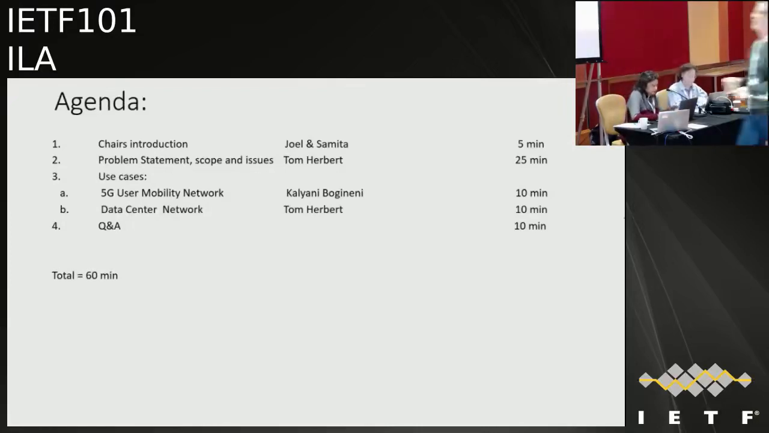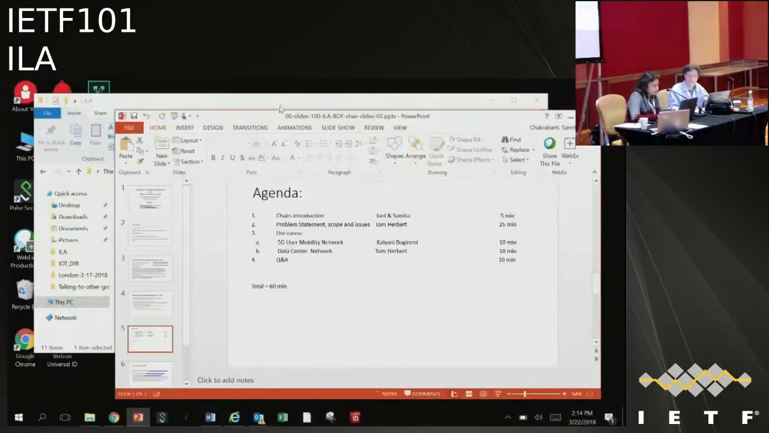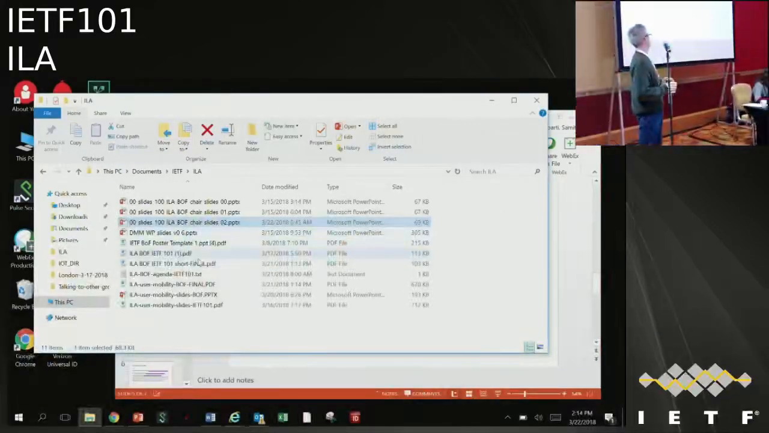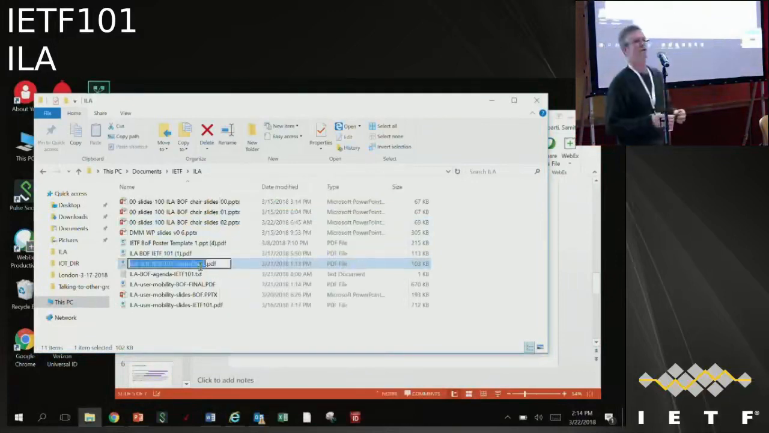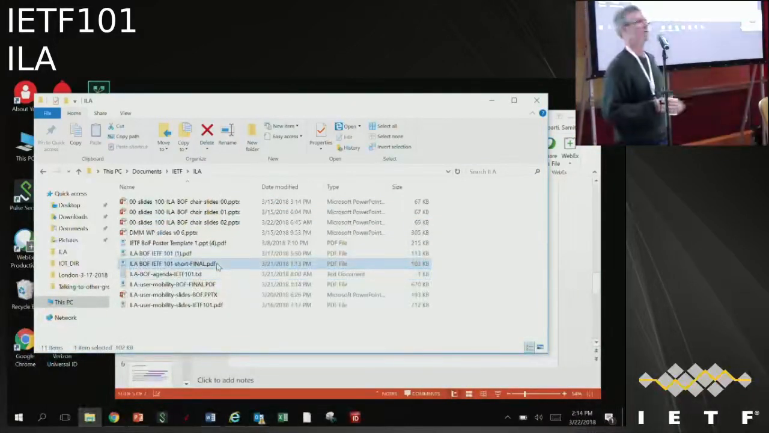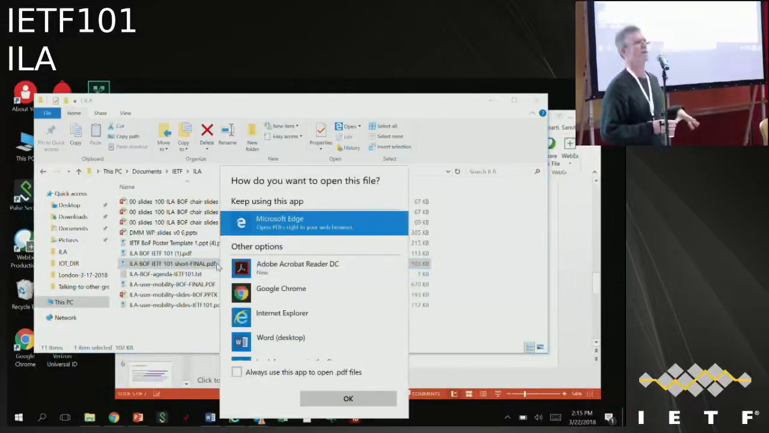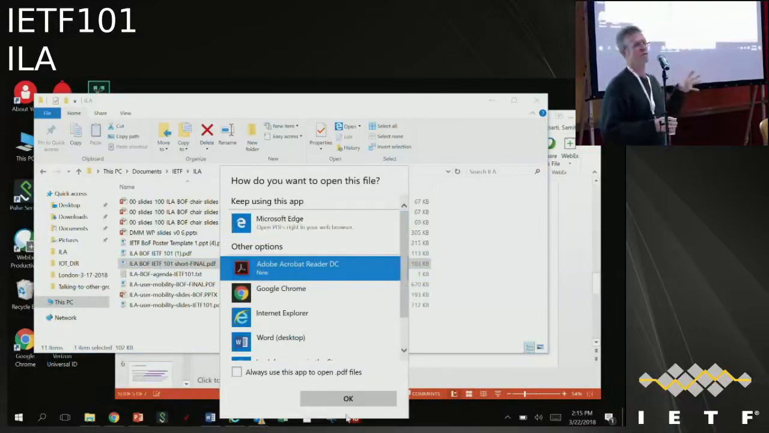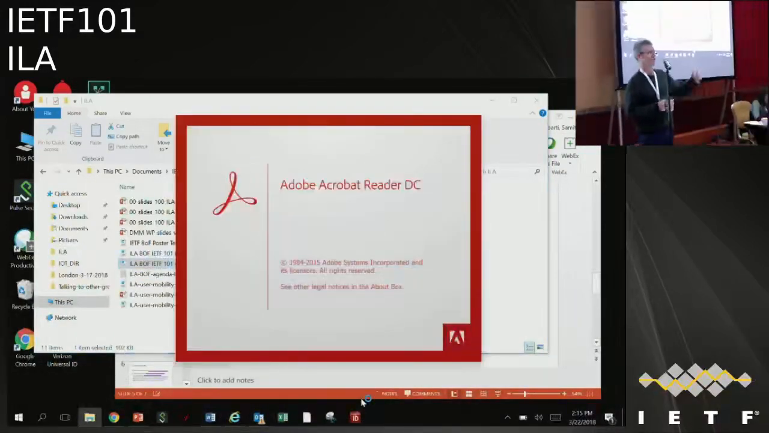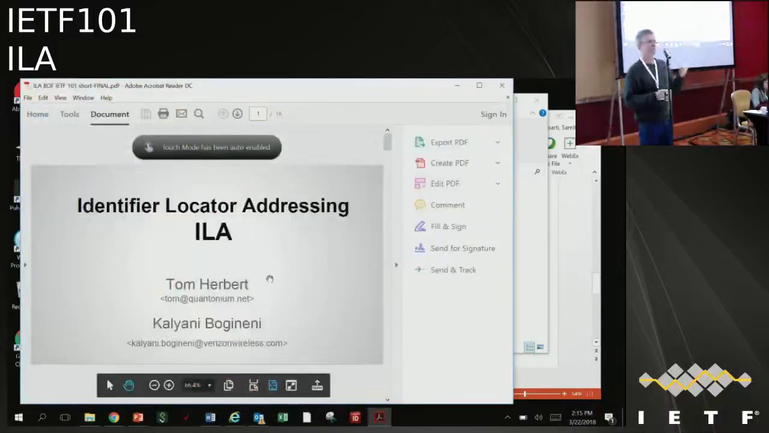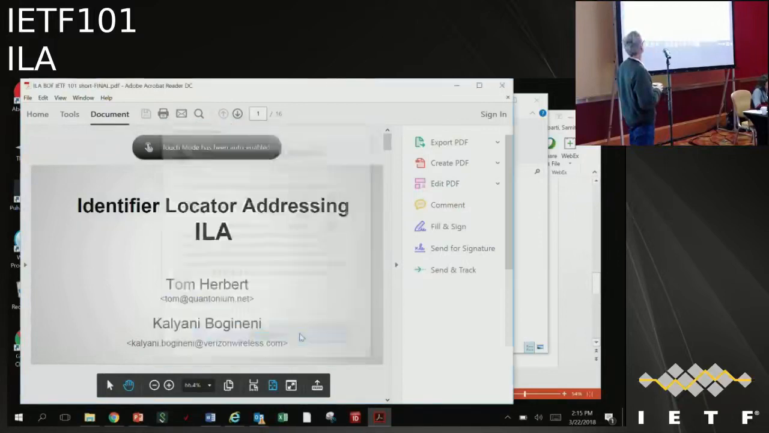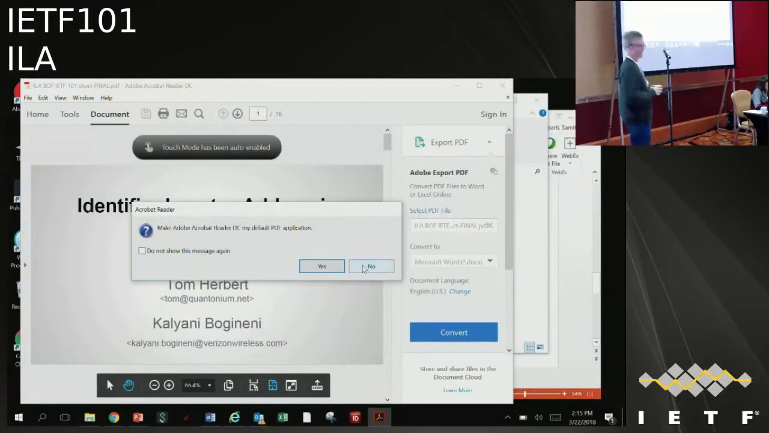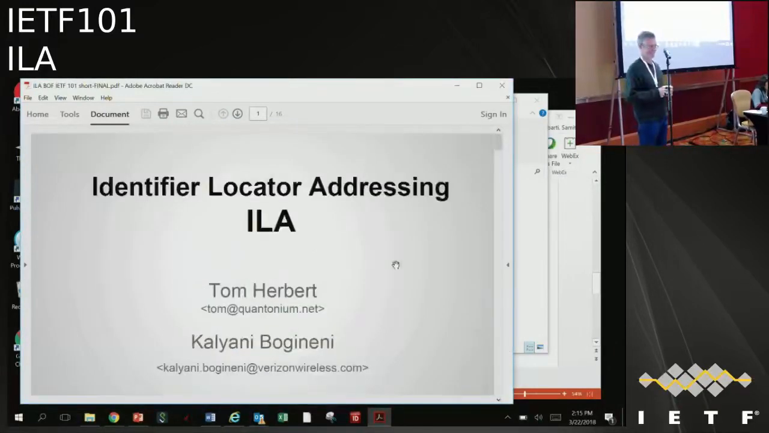My name's Tom Herbert. I'll be talking about the background of ILA. This will be mostly the general aspects of it, and then we'll go into specific use cases with Kalyani. I would like to thank the chairs and AD for organizing this. That's much appreciated. I just don't know why this isn't working. I never had this issue.